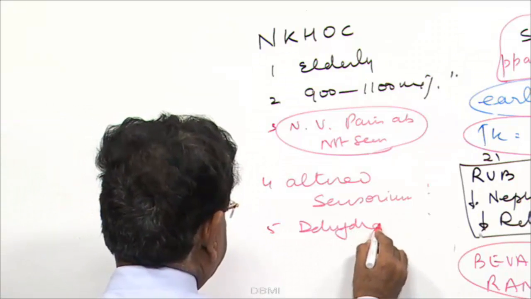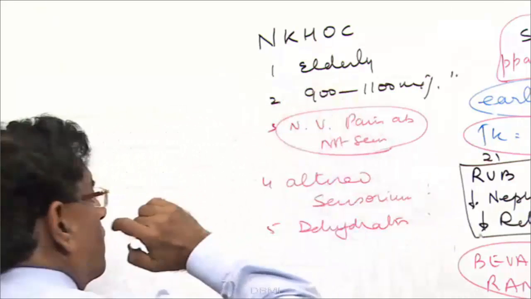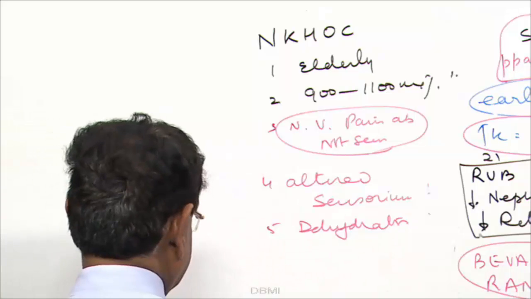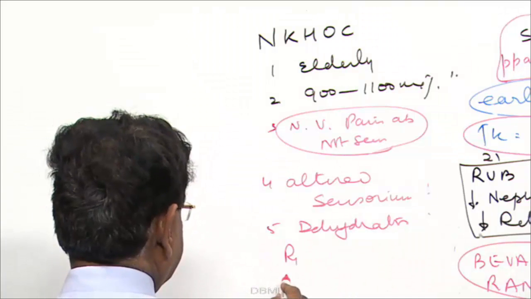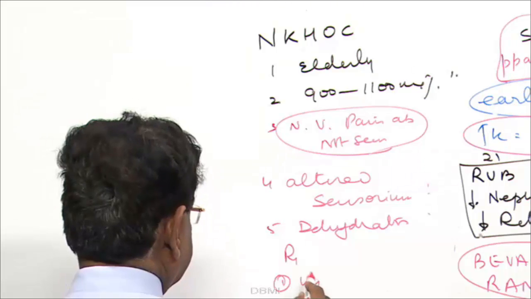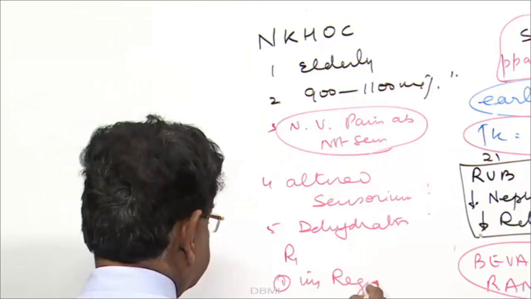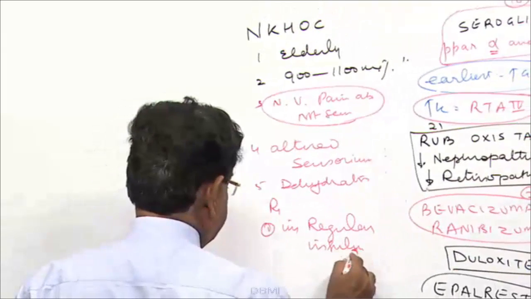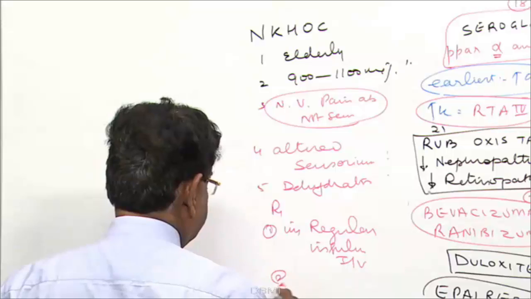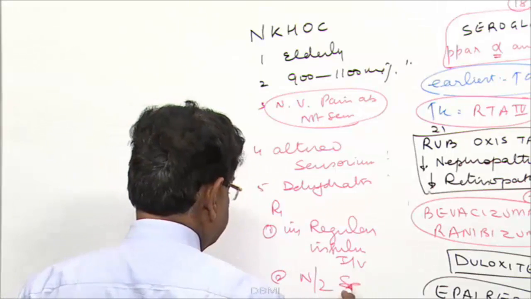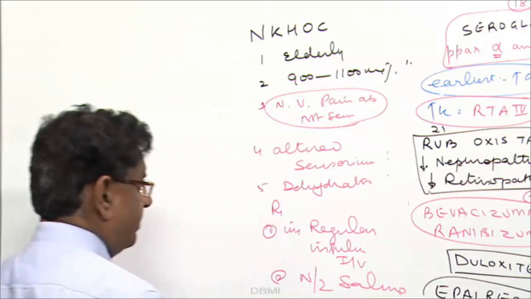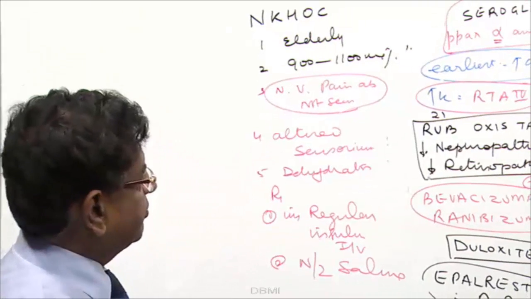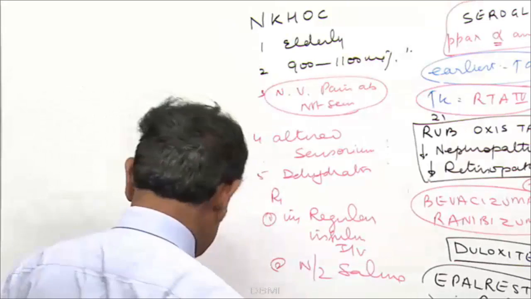Why marked dehydration? Because of osmotic diuresis. So treatment includes: you have to give injection regular insulin intravenous. You give N/2 saline. That is the treatment that we give in non-ketotic hyperosmolar coma.